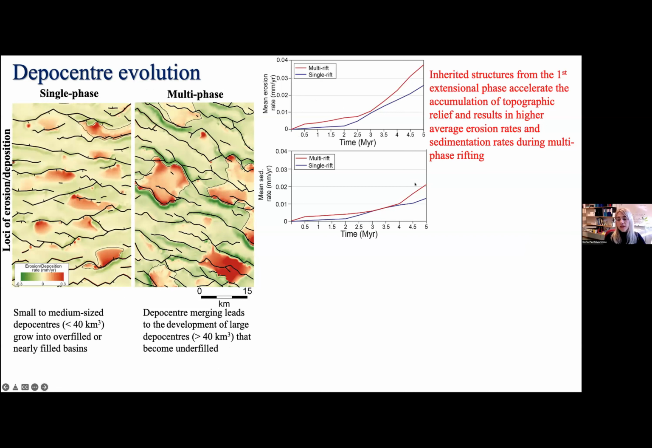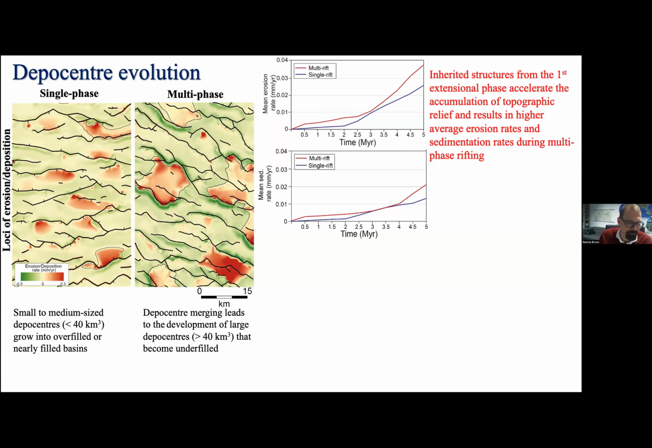So what we can see from these two is that both erosion and sedimentation rates are higher during the multi-phase rifting. This relates to the inheritance of structures from the first extensional phase, which accelerate the accumulation of topographic relief, thus resulting in higher erosion and sedimentation rates.